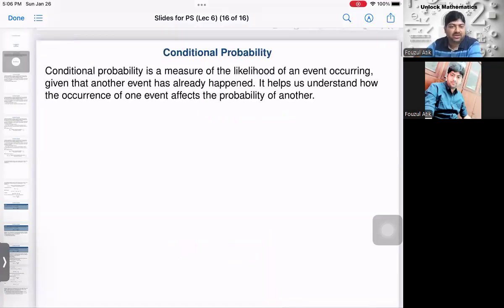A conditional probability is a measure of the likelihood of an event occurring given that another event has already happened. It helps us understand how the occurrence of one event affects the probability of another. So you are finding the probability of some event given that another event has already occurred. It is not just the probability of an event; some condition is imposed on it. We'll be discussing the probability of this kind of event.